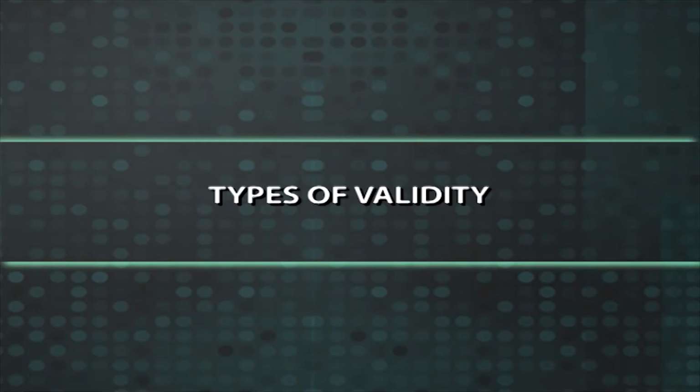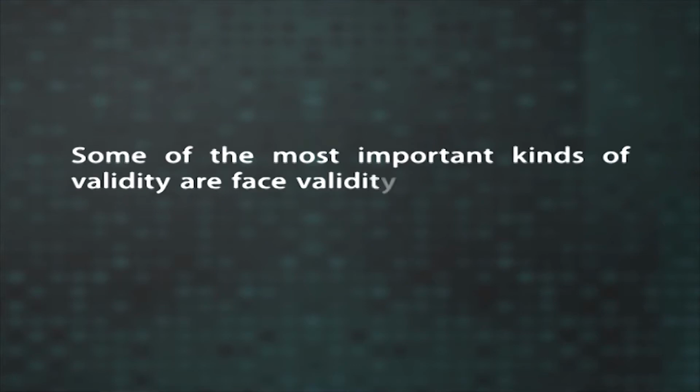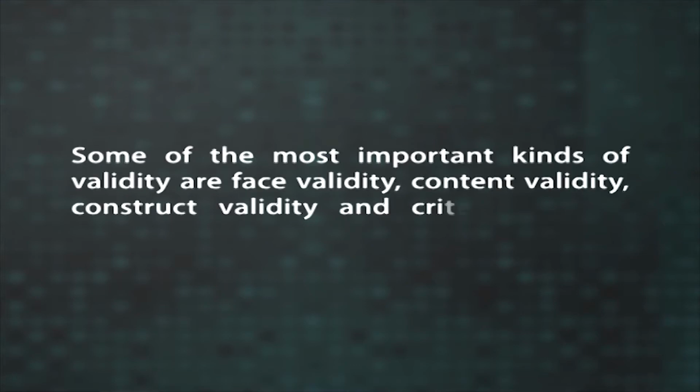Types of validity. A test should be weighed from different dimensions in order to make sure that it is valid. Each of these dimensions constitutes a different kind of validity and contributes to the total validity of the test. Some of the most important kinds of validity are face validity, content validity, construct validity and criterion related validity. Of these, criterion related validity can be further divided into concurrent validity and predictive validity. Let us take a quick look at each of these validity types.